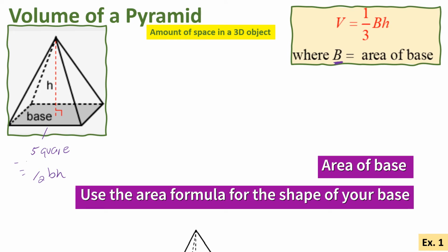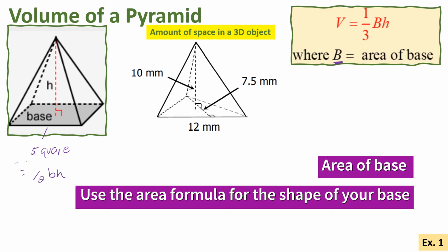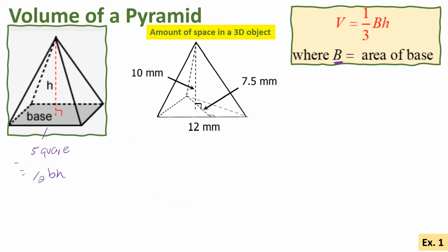So let's take a look at the first one. The base of this pyramid is a triangle, so the formula that we're going to use to find the area of this triangle is 1/2 base times height. The first thing I'm going to do is find the area of the triangle. Remember, area of the triangle is 1/2 base times height. So that would be 1/2.